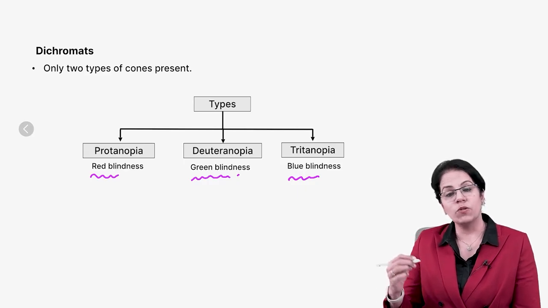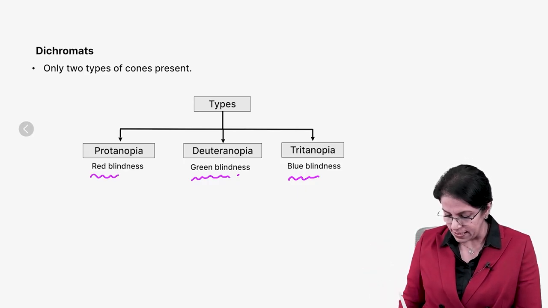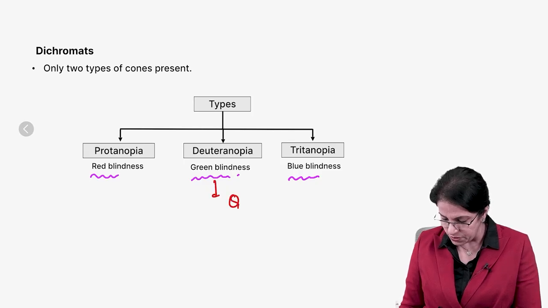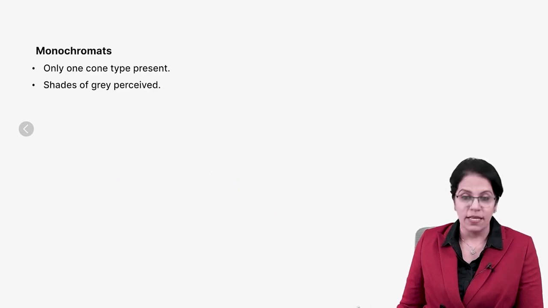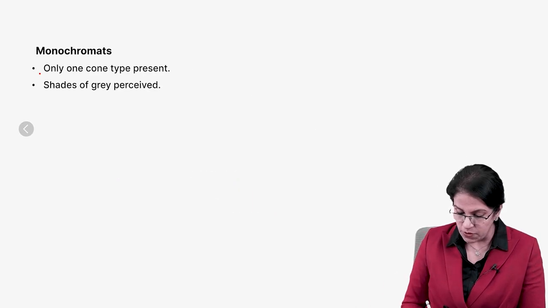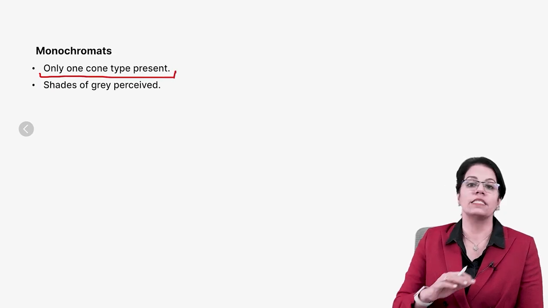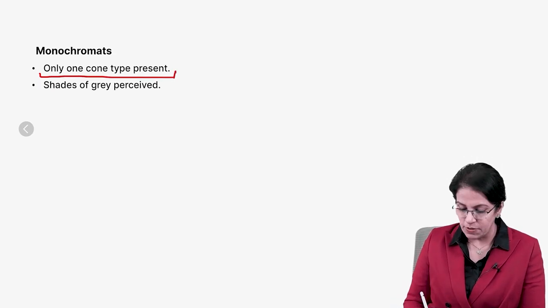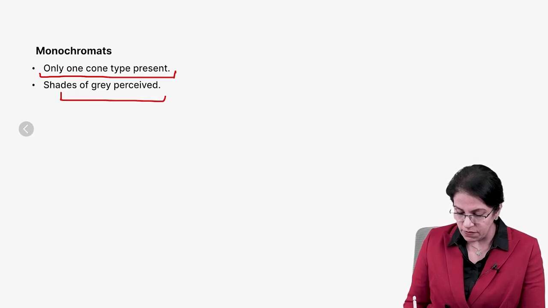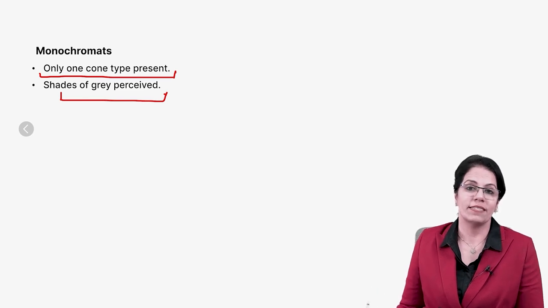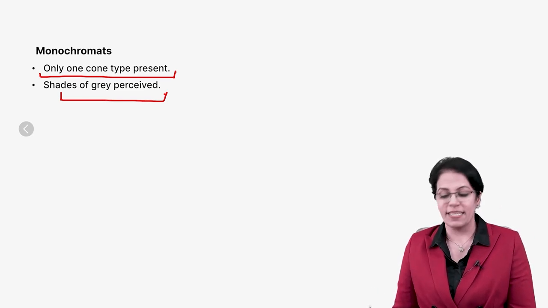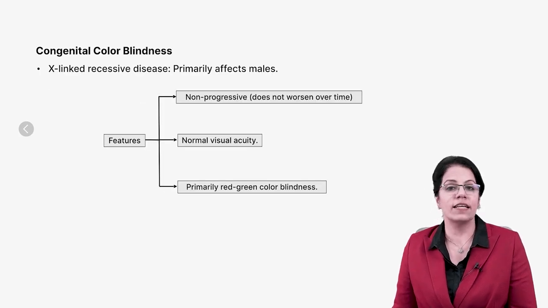So which is the most common type of color blindness? Exam question, you answer, it is deuteranopia. Okay, monochromats. Only one type of cone is present. Therefore, the patient is not able to see any colors except different shades of grey are perceived. These are monochromats. Okay. Another way of classifying is congenital and acquired.